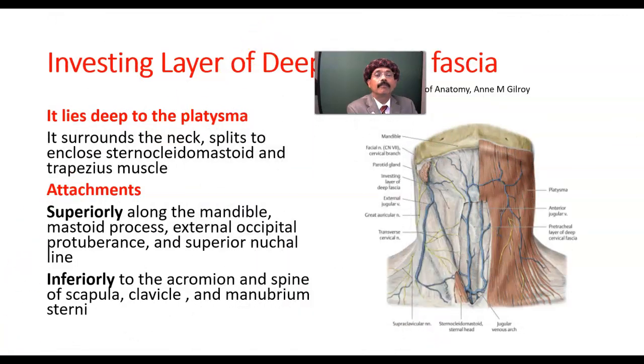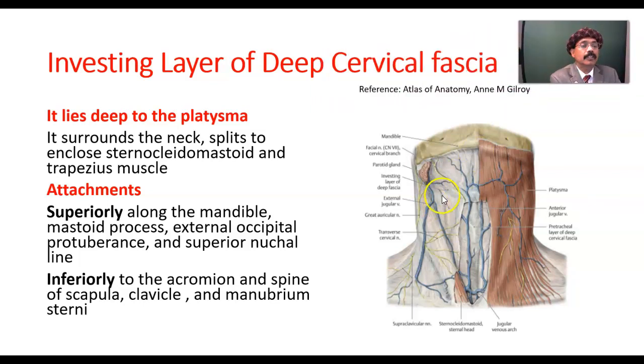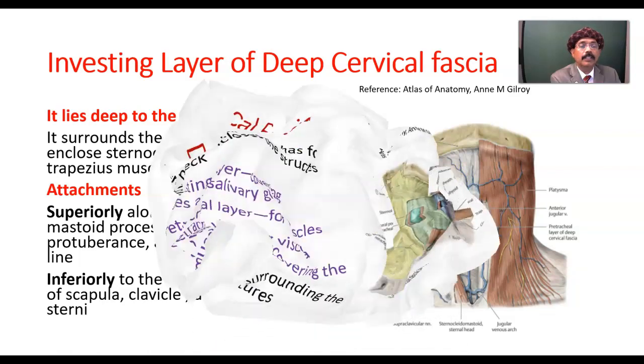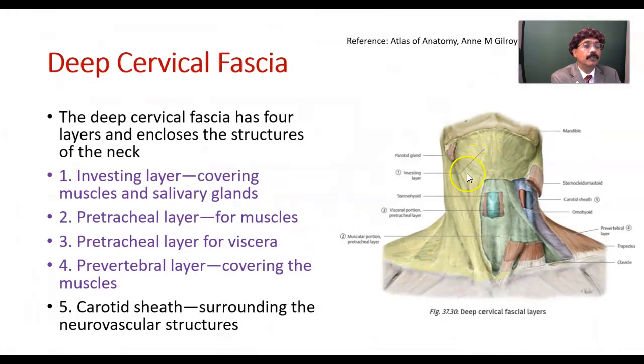The deep cervical fascia has the investing layer of the deep cervical fascia. This is the investing layer. And if we go to the previous image, we'll get again the investing layer of the deep cervical fascia. Then we have the muscular portion of the pretracheal fascia, visceral portion of the pretracheal fascia, and deep to that we'll get the prevertebral fascia. And carotid sheath is contributed by all these fascia for the blood vessel and the vagus nerve.